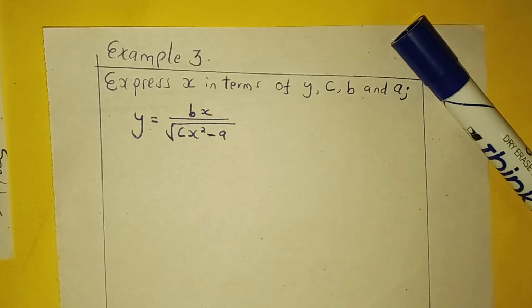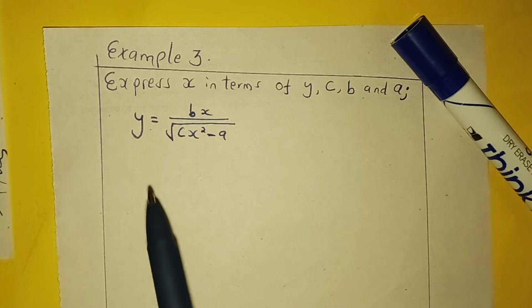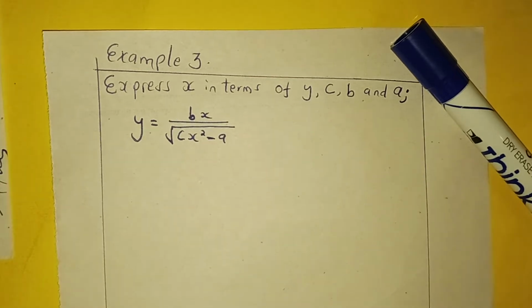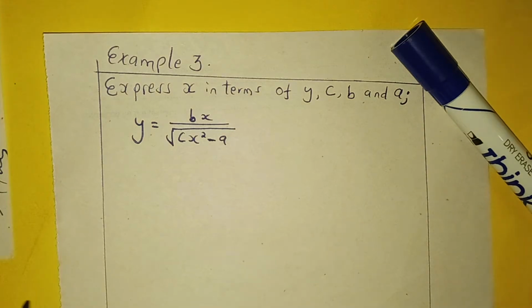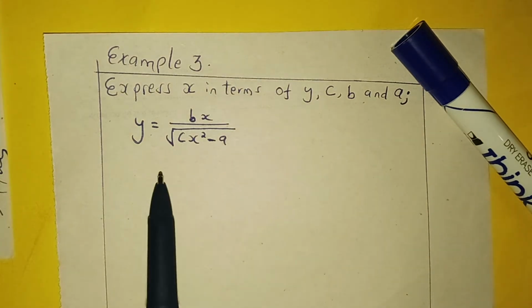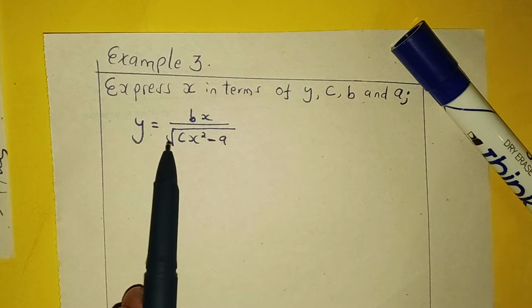Everyone, this is example number 3 on the topic formula. Express x in terms of y, c, b and a. That means we make x the subject of this formula. First step, we have to square everything here to remove the square root sign.